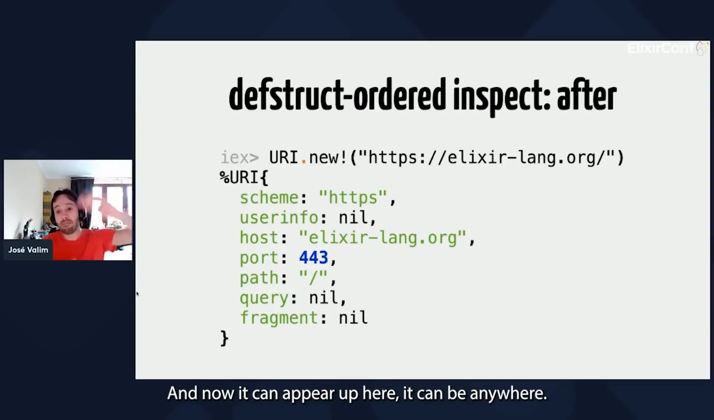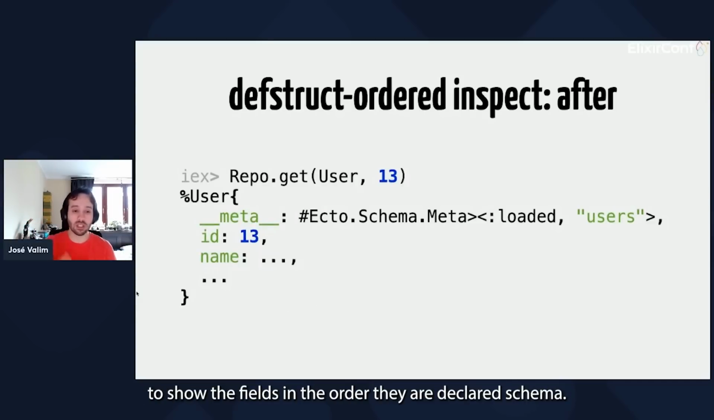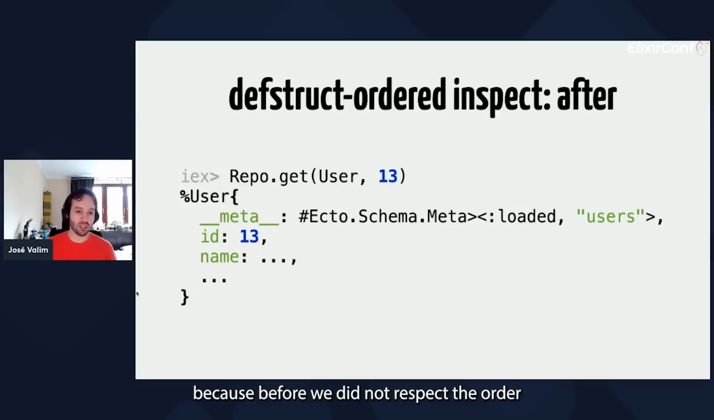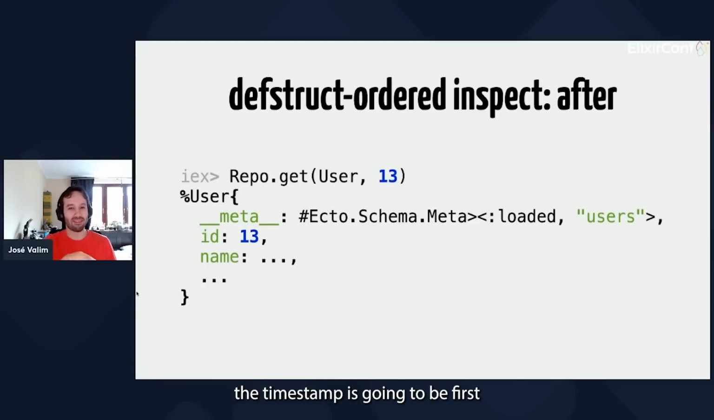And now it can appear in the middle, it can appear anywhere. But now the defstruct ordered inspect, so we are going to show the fields in the order they are declared in your schema, okay? There's one caveat here. Because before we did not respect the order, older Ecto versions are going to show the fields in reverse order. So the timestamp is going to be first, because we never used the order for anything. So if you upgrade your Ecto version, it's going to be the order in your schema, and it should be good. Okay.